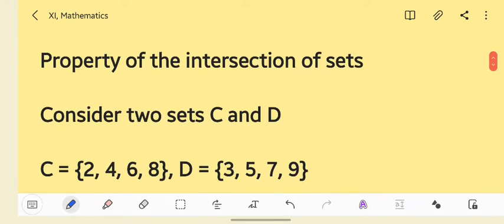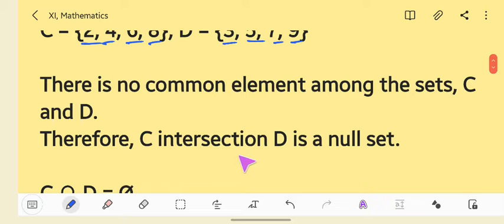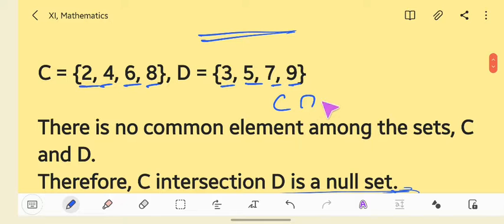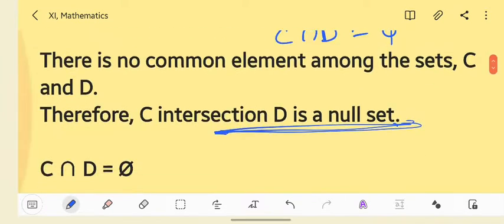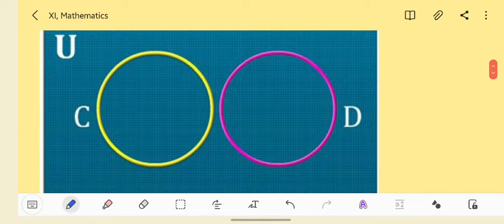Properties of intersection of the sets. Consider two sets C and D, where C is given as 2, 4, 6 and 8 and D is given as 3, 5, 7, 9. Do you find something common, a common element in both the sets? No. So here this is called as null set. So what is C intersection D? It will be null set, because nothing is common, represented as this. Both are separate sets, nothing is common, separately drawn.